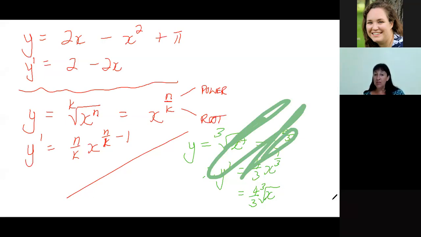And then the next one that I want you to do is a similar one, but the powers are going to be different. All right, so there's something like the fourth root of x cubed.